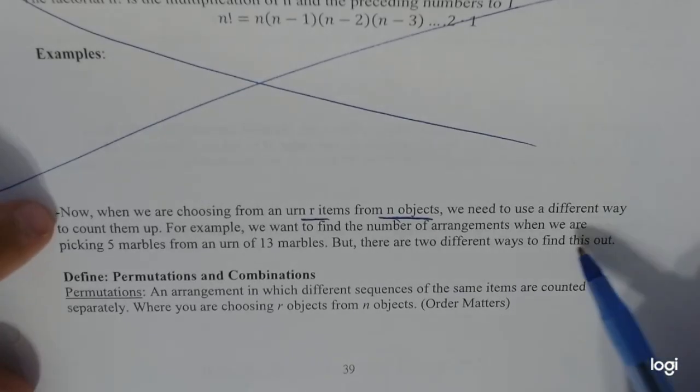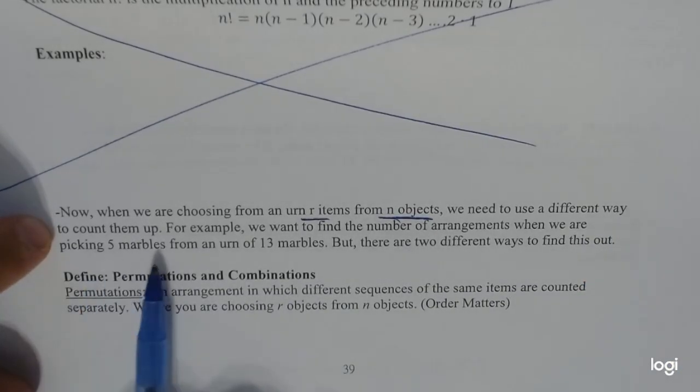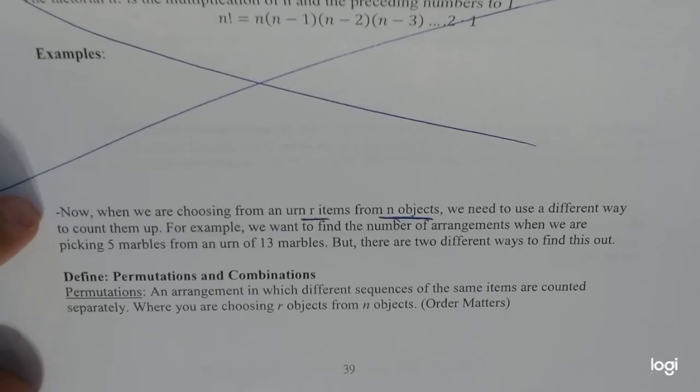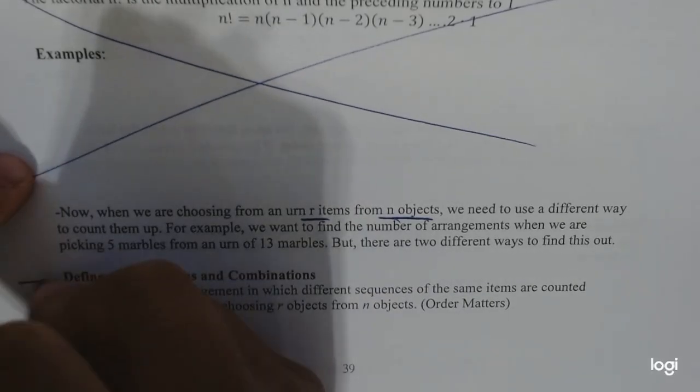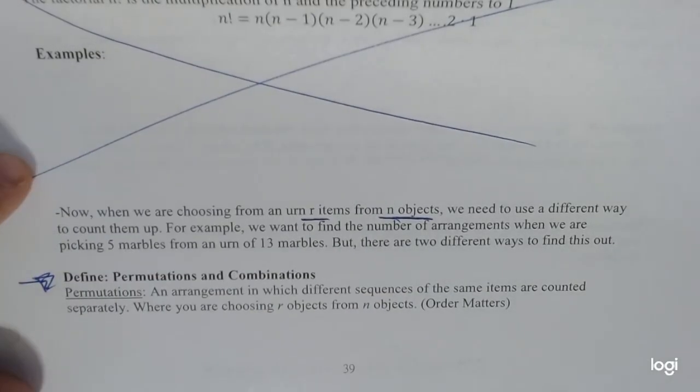And again, I gave you this little scenario here, right? So we want to pick 13 marbles. How many ways can we choose from doing that kind of thing? And for that, we have 2 very special definitions we're going to talk about, okay? It's called permutations and combinations.